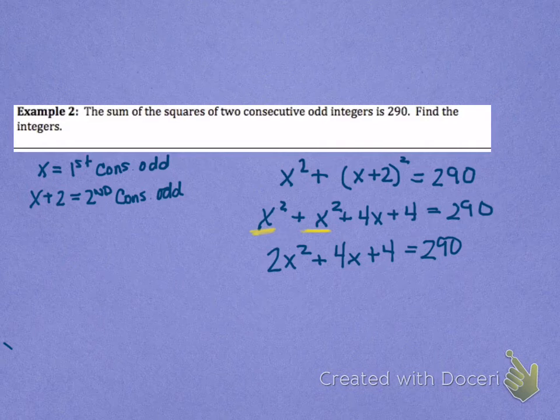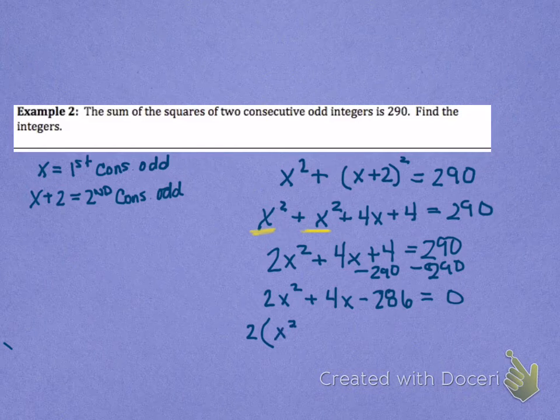But then we want to get 0 on one side, so we're subtracting 290 from both sides. So we end up with 2x squared plus 4x minus 286 is equal to 0. Then, of course, we pull out our greatest common factor. We have a greatest common factor of 2. That's going to give us x squared plus 2x minus 143 is equal to 0.